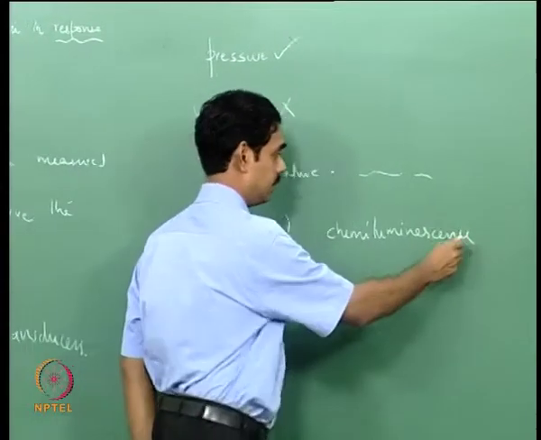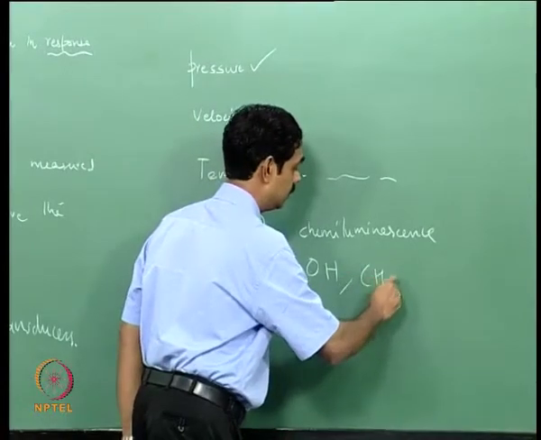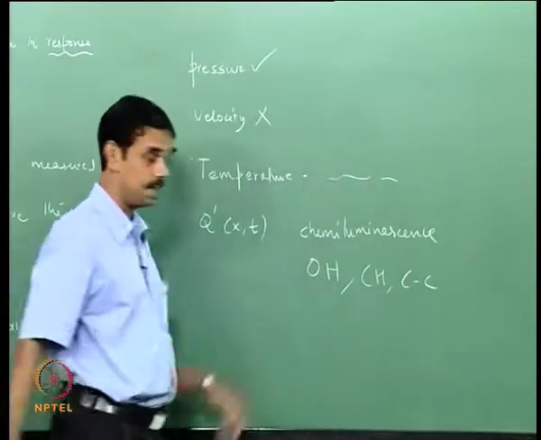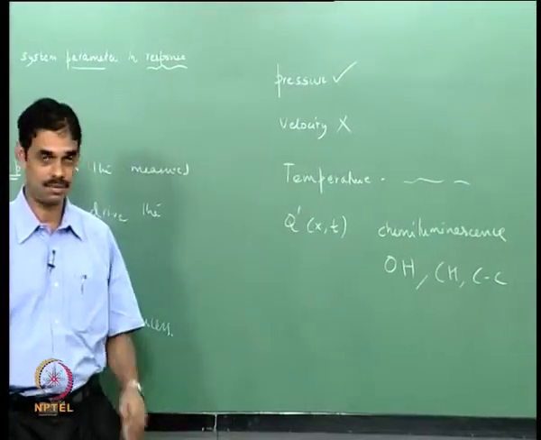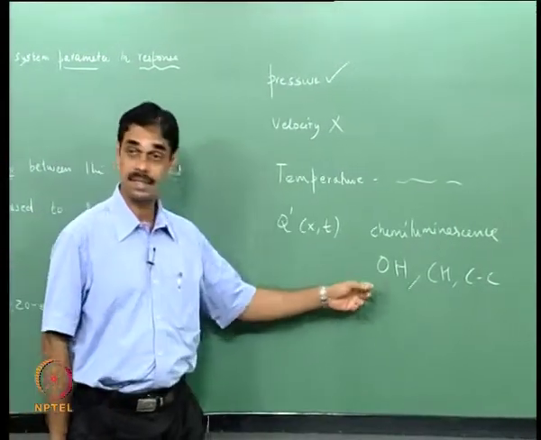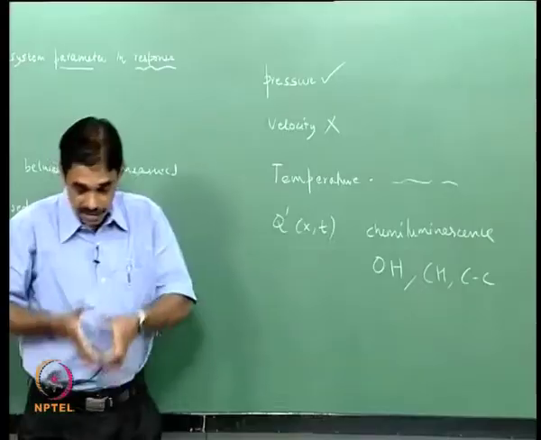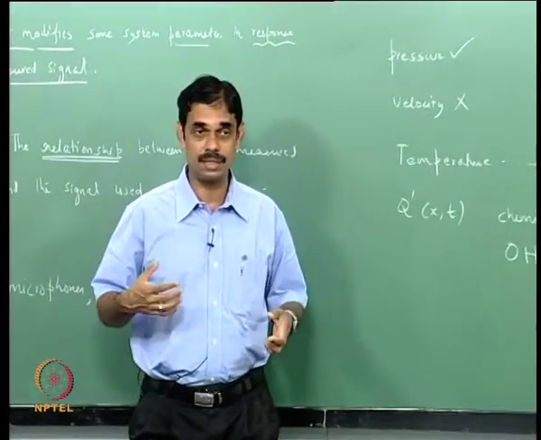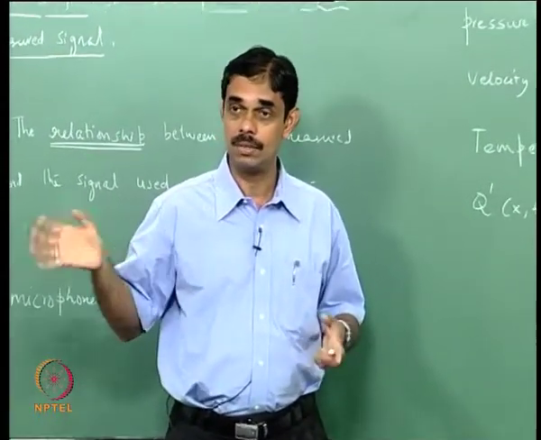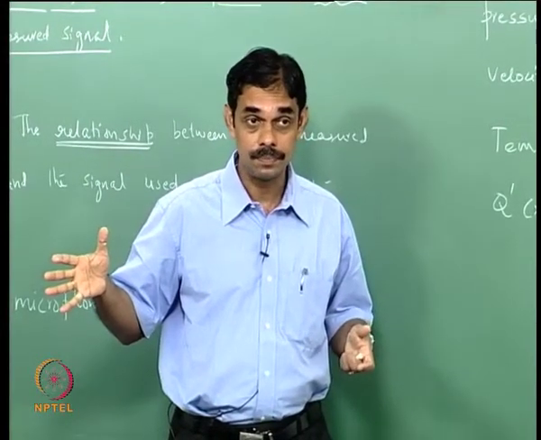So people measure OH or CH, C2. Sometimes you put OH star, CH star to show that it's an excited radical. These are the radicals that are there in the flame zone. So if you just take a video camera and look at a flame, you will see a flame, but that is not just the heat release zone, but you will see some other things also. What else will you see?